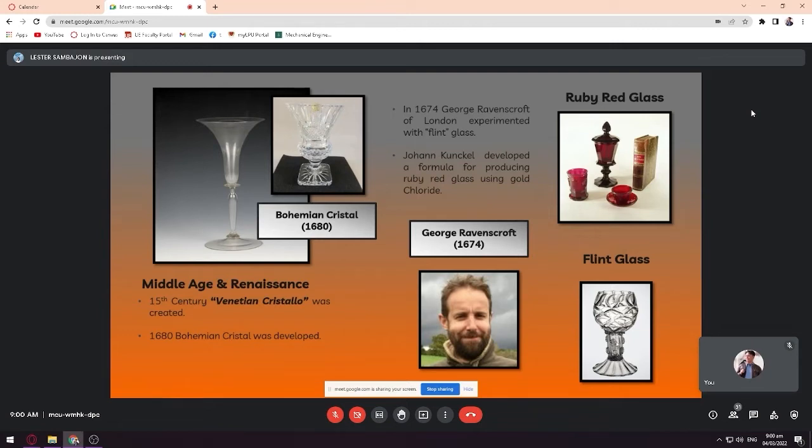Now, during the same period, Johann Kunkel in Germany developed a reliable formula for producing a ruby red glass using a gold chloride. So this is an example of what a ruby red glass would look like. This is produced by dissolving gold in aqua regia and mixed with a batch. Now, batch is when materials such as soda, sand, and lime were put together. I would not explain furthermore what a batch is because it would be explained by my group mates later on.